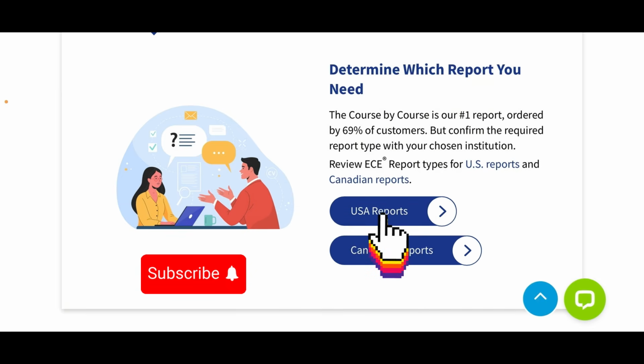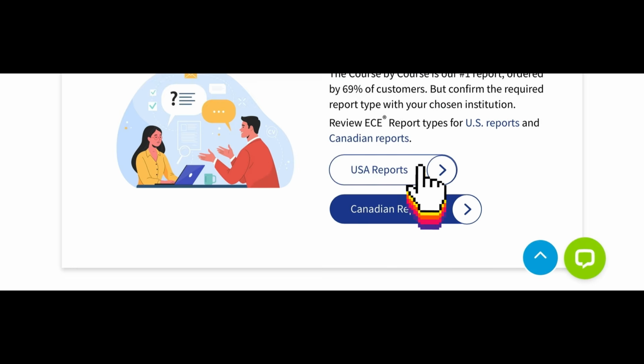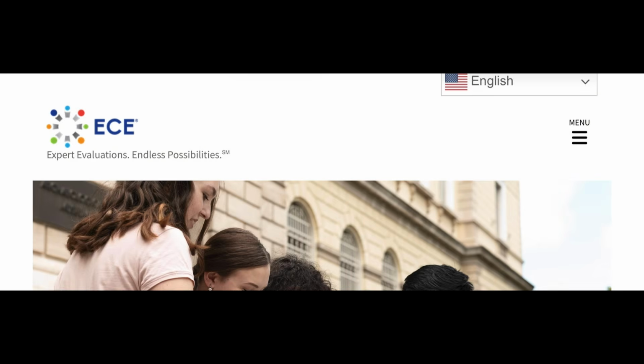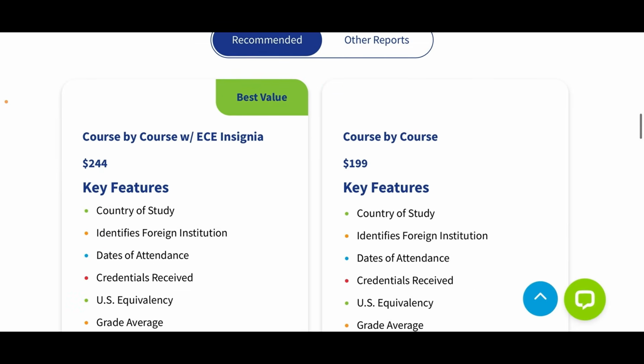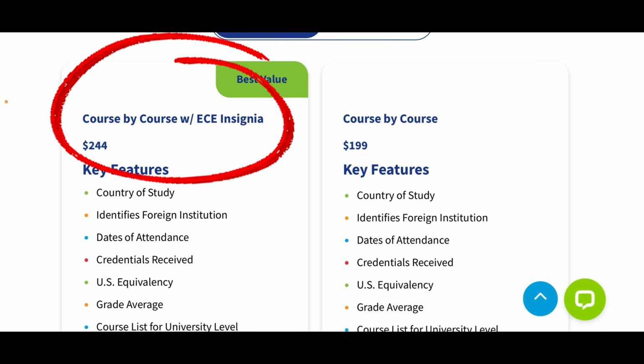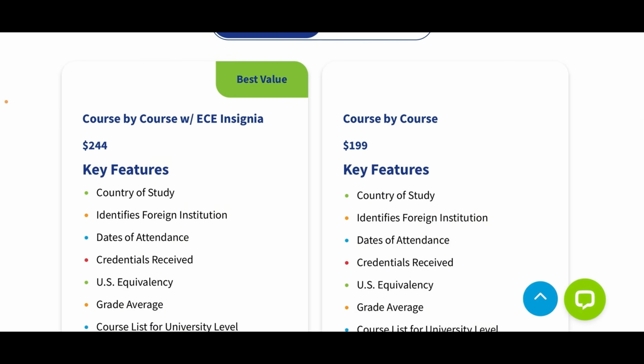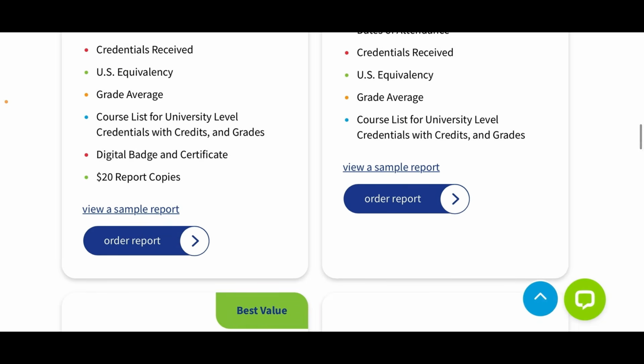All right? Since we're looking at USA, let's look at the USA reports. These are the different types of reports. First, you have course by course with ECE insignia and also course by course by itself. The difference is with the insignia, they give you a digital badge and certificate, and you only pay $20 per report copies. Compared to the course by course itself, you do not get that digital badge and certificate, and the report copies are $30 each, right?